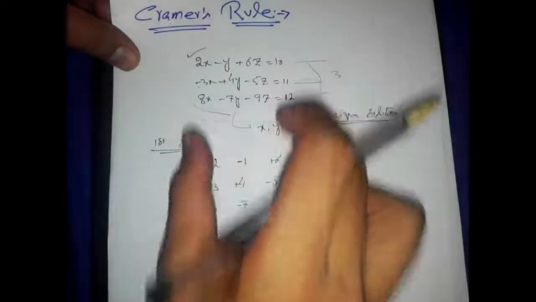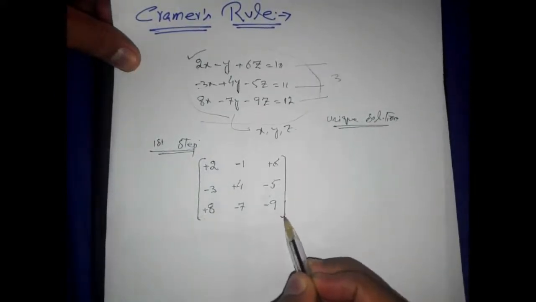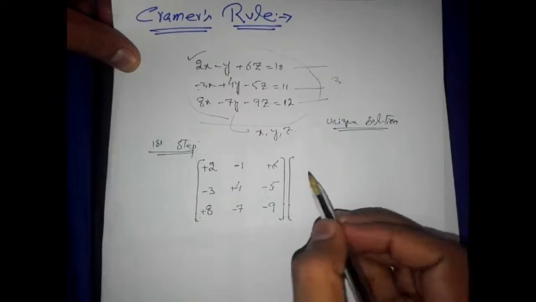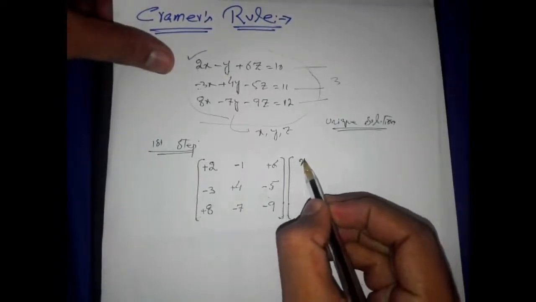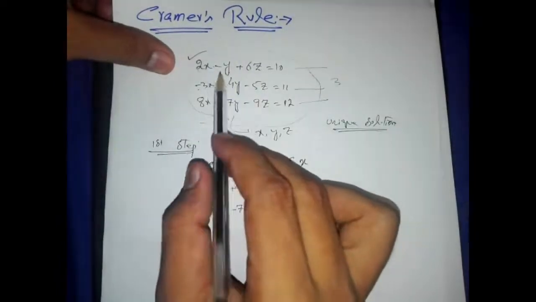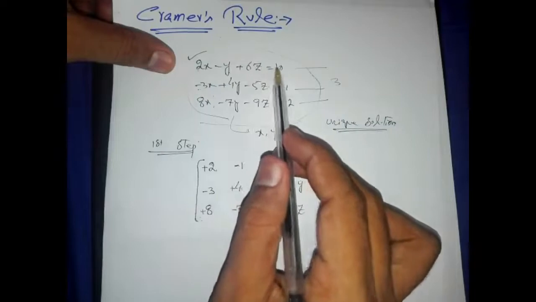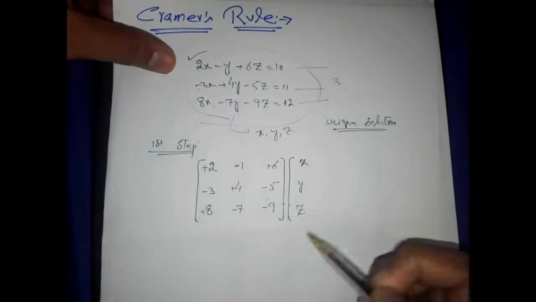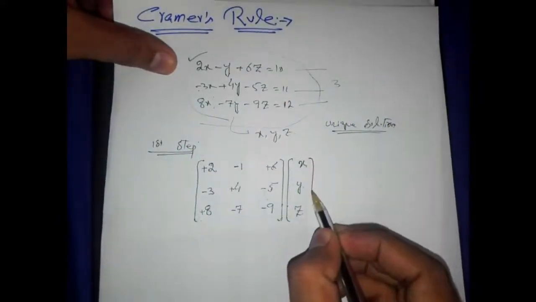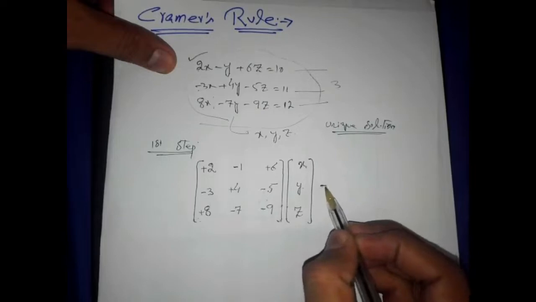So when you write these coefficients, after that you close the matrix, and now you open another matrix, and in that matrix you write the variables x, y and z, because in these three equations we have three variables x, y, z. If we have four variables x, y, z and a, we write x, y, z and a. But here we have just three variables, so I write just three variables, and after that close this bracket. After that you put an equal sign.